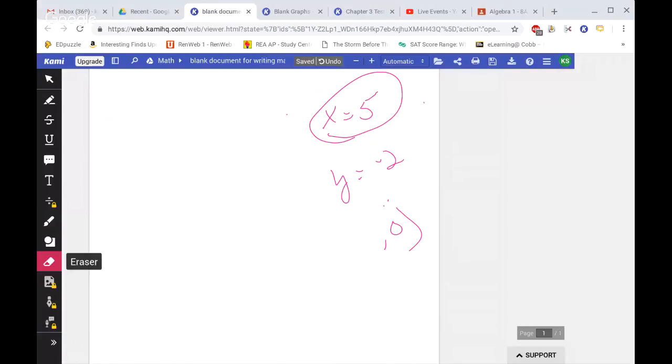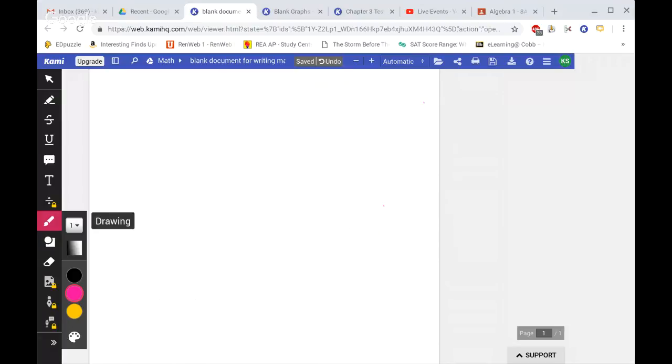I just thought, because we definitely need to know that sometimes x equals 5 is an equation and not just a point on a line or a coordinate on a line.